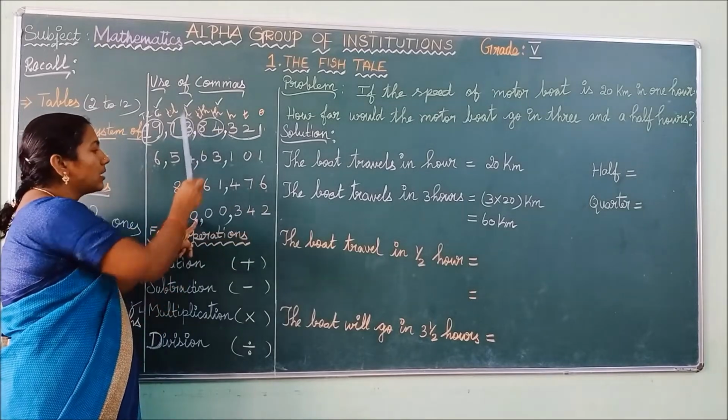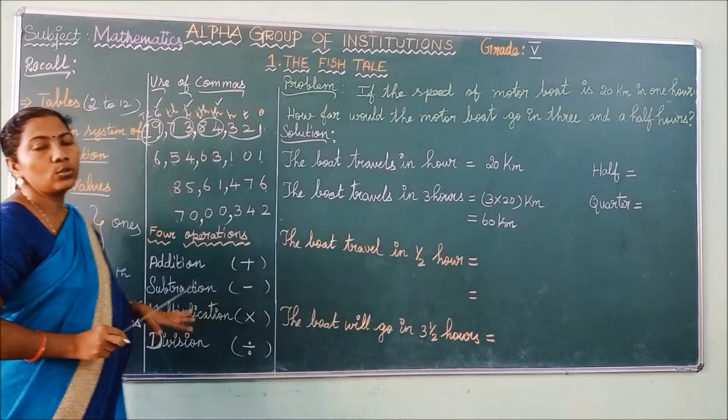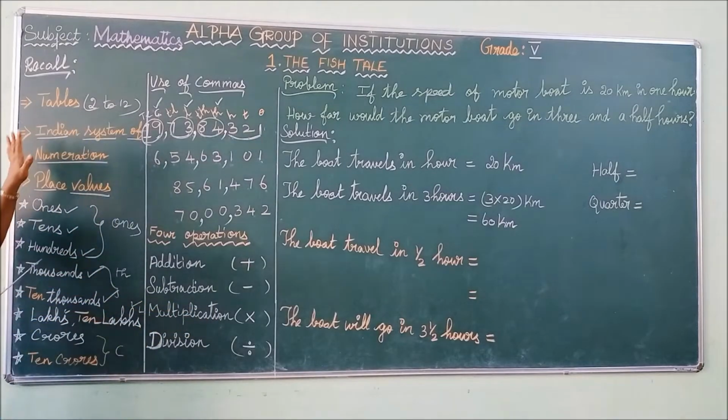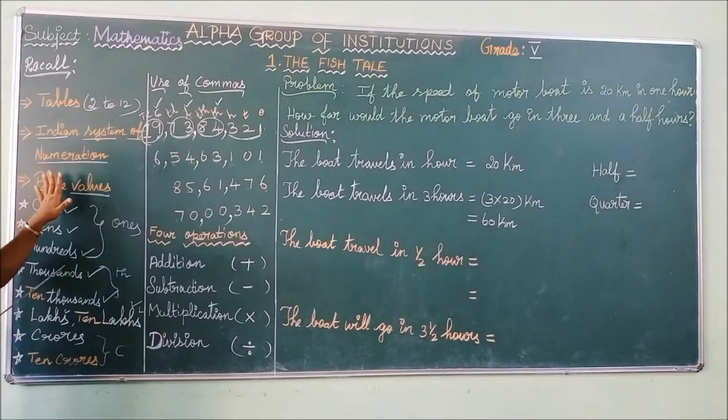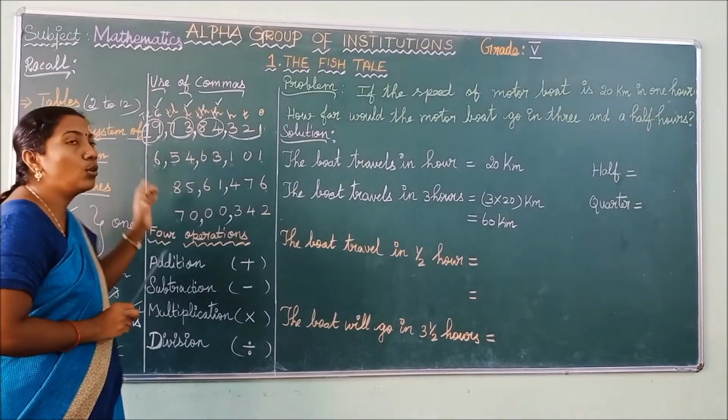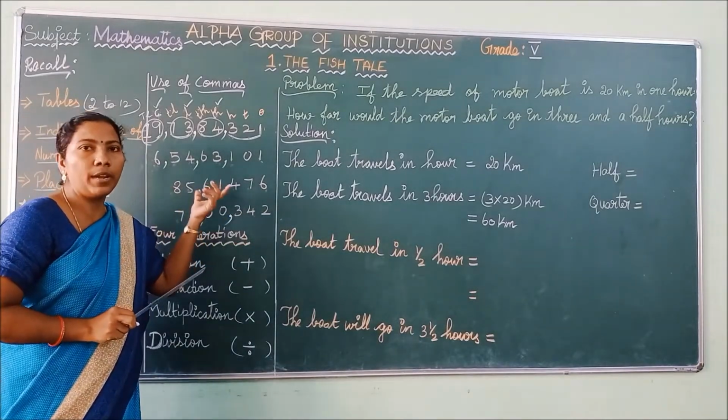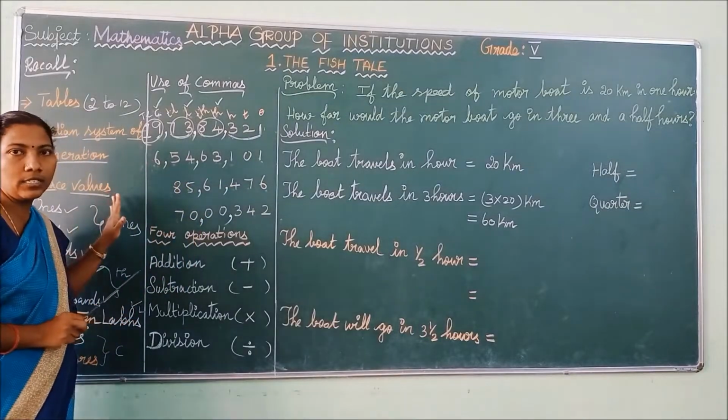70 lakhs 342. So everyone must read the tables and must know the place values in the Indian system of numeration, and you have to know how to read and write the number names by using the Indian system of numeration.